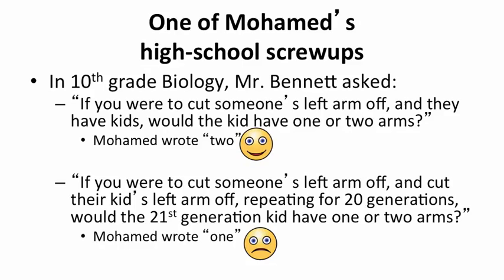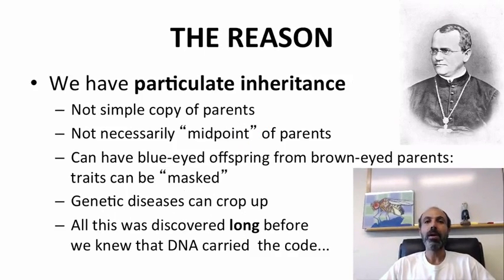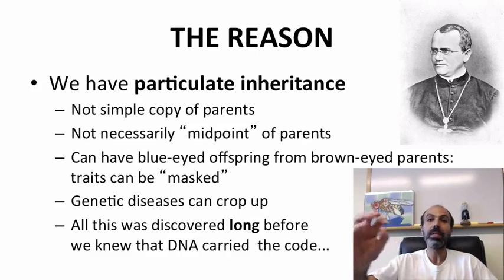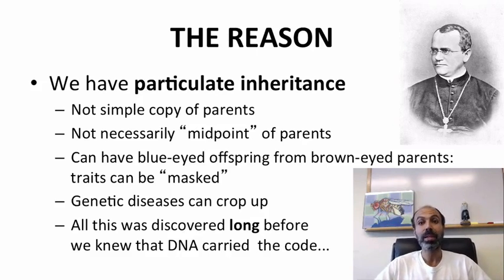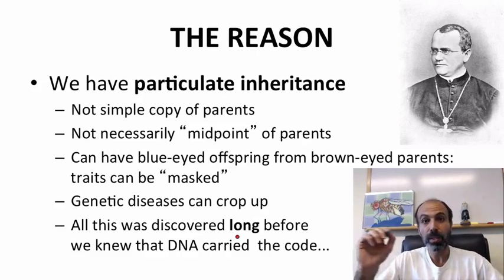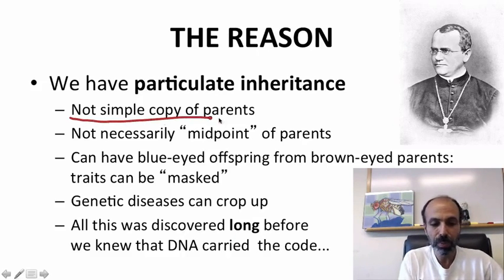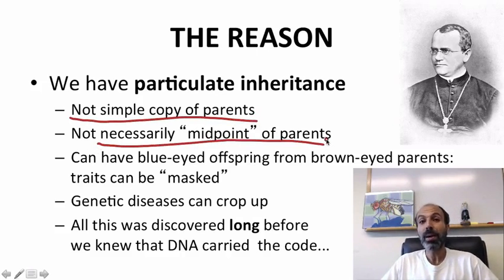Now, the reason for this, and the reason that variation is not, in fact, lost, the way I portrayed it in the context of blending inheritance, is because we have particulate inheritance. We are actually transmitting bits of genetic information that remain distinct in the offspring. We'll talk about exactly how this works much more extensively in the next lecture. But just to put a couple of points on this, we are not a simple copy of our parents, nor are we necessarily the midpoint of our parents. It is quite possible to have two tall parents have a short kid, or two short parents have a tall kid, irrespective of any sort of environmental or dietary effects.